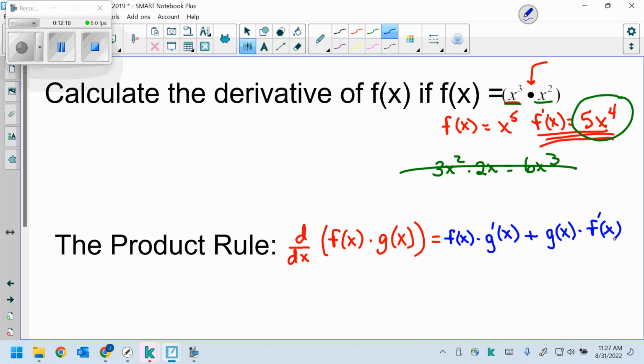Now, when it can be simplified, you wouldn't do that. What we did up here in red is absolutely fine. But just for giggles, let's find the derivative using the product rule. Let's take this first function times the derivative of the second function, and add to it the second function times the derivative of the first.